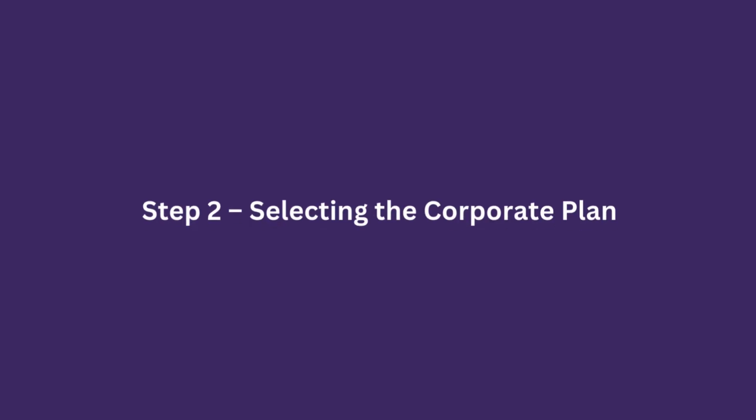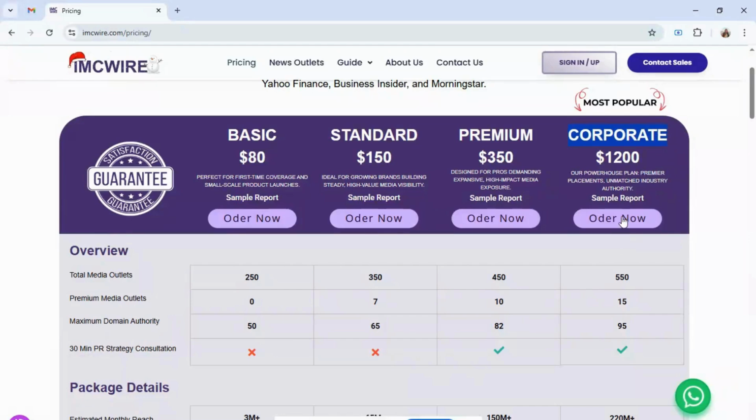Step 2: Selecting the Corporate Plan. Under the Corporate Plan, we simply click the Order Now button. This takes us directly to the order placement page.